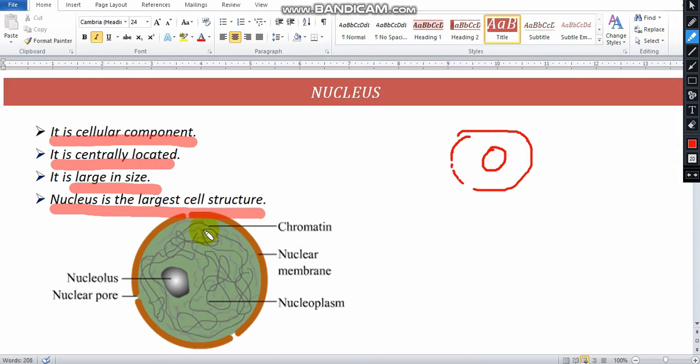Here you can see the nucleus structure. There are many things present in the nucleus like chromatin, nuclear membrane, nucleoplasm, nucleolus, nuclear. We will discuss all this.